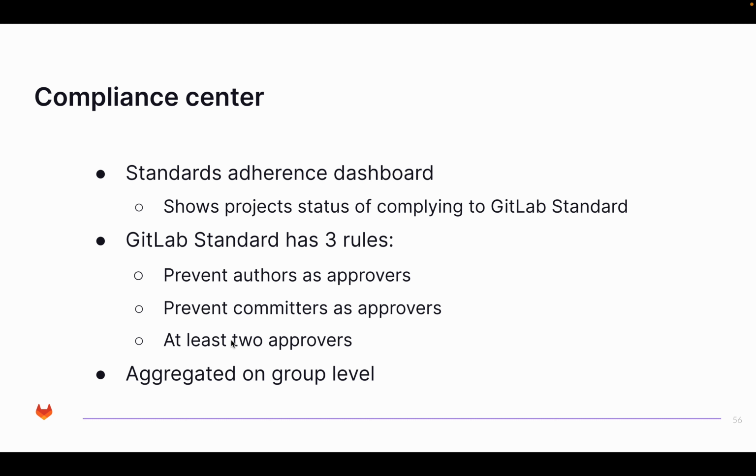What you want to achieve here is to prevent people who have been contributing to your merge request from approving their own work, and also that you don't want a four-eyes principle, maybe even a six-eyes principle. Now, this GitLab standard will be applied to all your projects, and all projects that are not compliant with it are listed in this compliance adherence dashboard. And it's aggregated on group level.